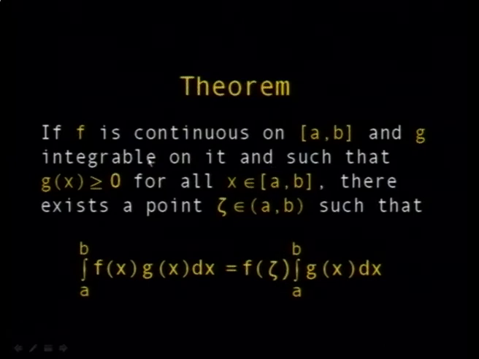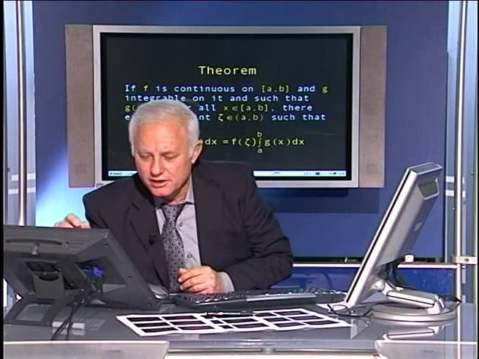This is, again, a nice theorem. It tells you that if you have two functions, where f is continuous and the other one, g, is integrable, and such that g of x is positive, then there exists a point zeta such that this integral holds. Let us show this nice result.